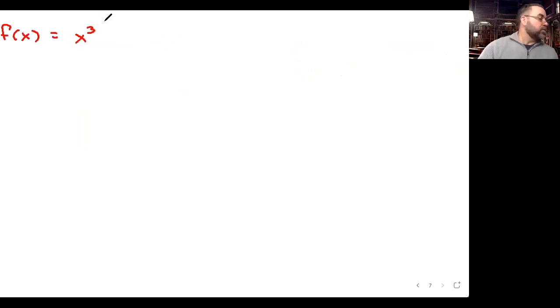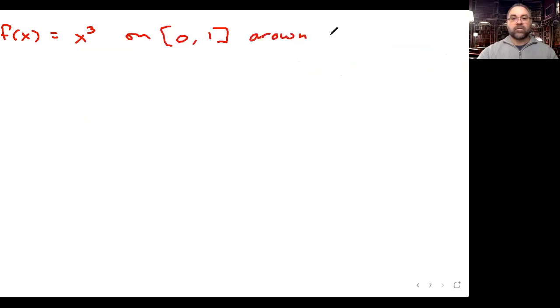And it's going to be revolved around the x-axis on the interval 0 to 1. Around, it's supposed to be a u, not a w, around the x-axis. Okay, so let me just sketch it out because drawing a picture is always a good idea. Okay, so here's x cubed.